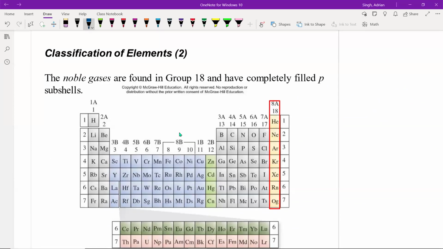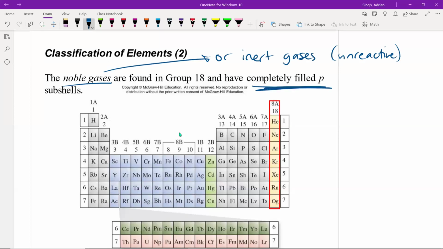Noble gases are found in group 8A. They're called noble gases or the inert gases, meaning they're unreactive. The reason they're unreactive, they don't like to play well with others, is because they have completely filled p subshells. Remember, a completely filled p subshell would be p6, whether it's 2p6, 3p6, 4p6, etc. And this is very, very, very stable. Again, stability is an underlying theme through all of these.